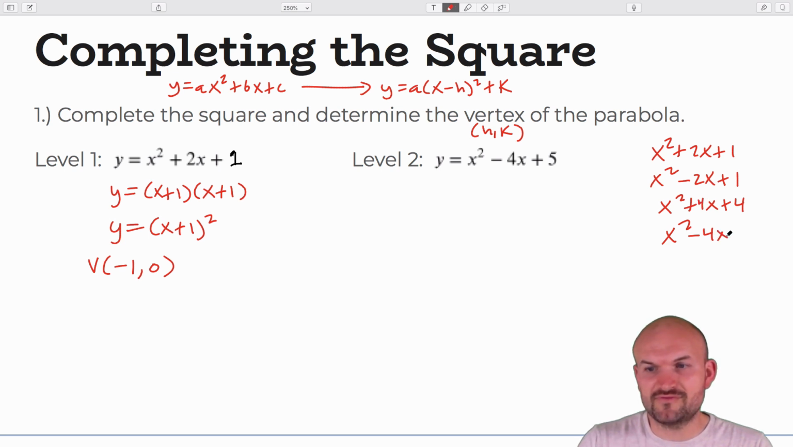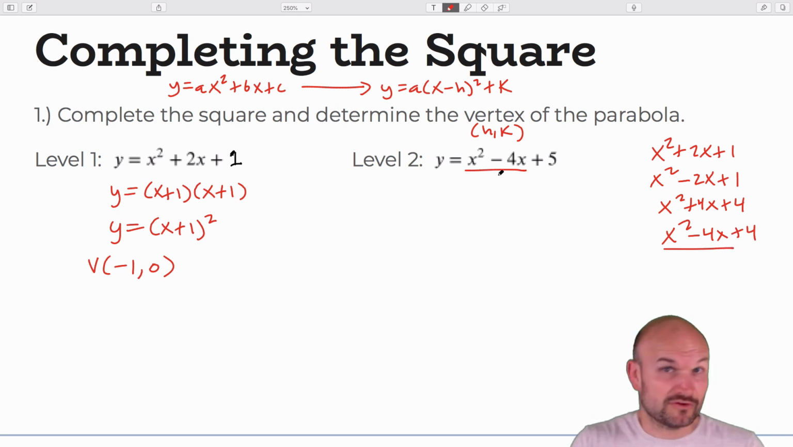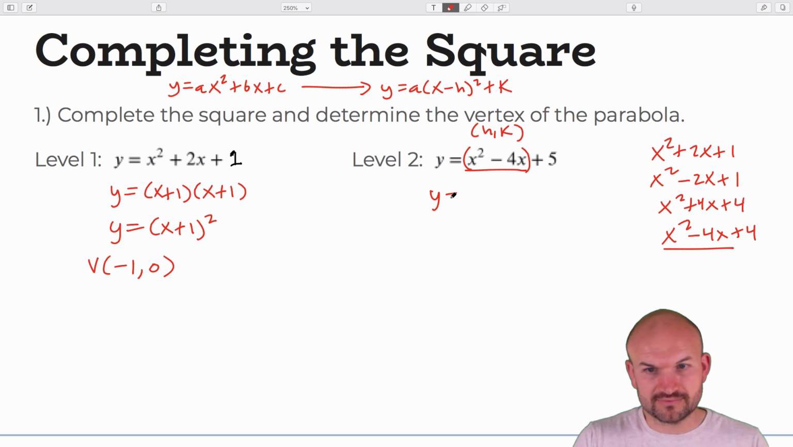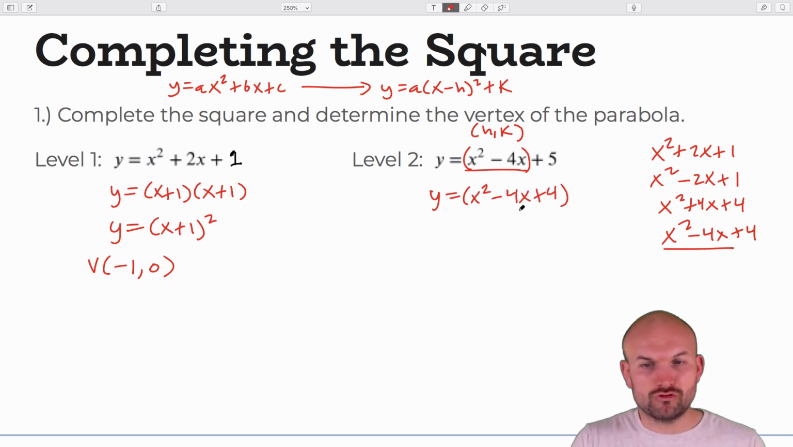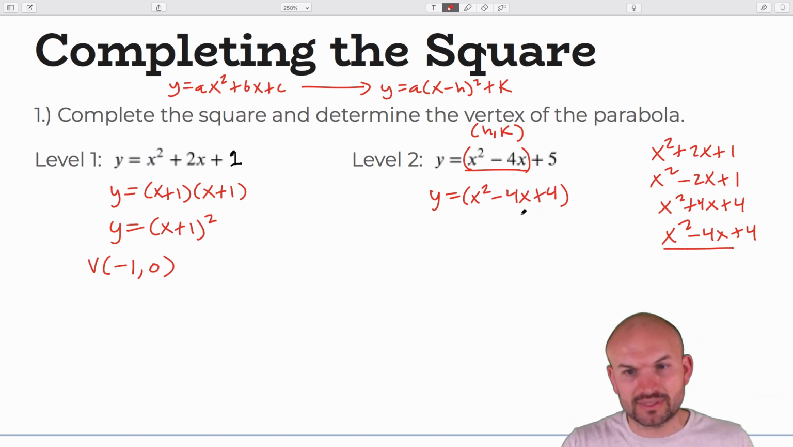Then I'd have x² minus 4x plus 4. And you can see here, I have that and I have that. Those are the same. So what I like to do here is group these first two terms, and if I add a 4, I have now created a perfect square trinomial. I have completed the square, right? I've completed a square trinomial.